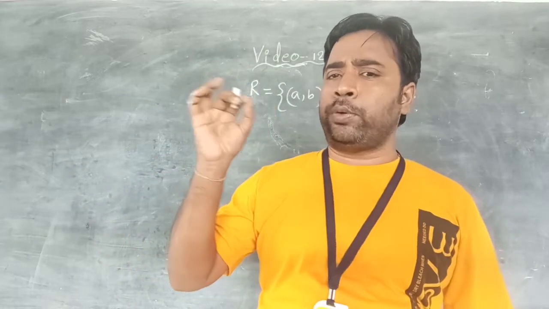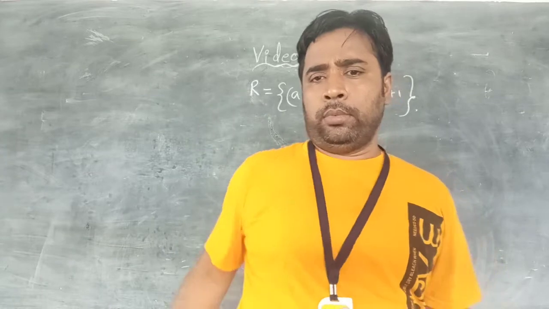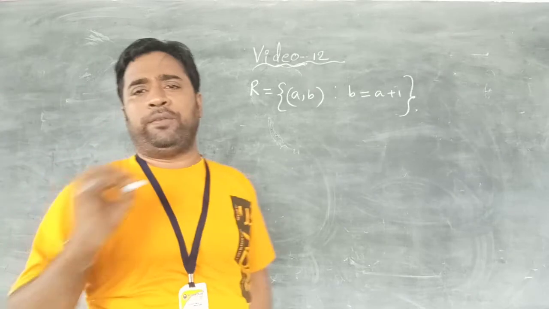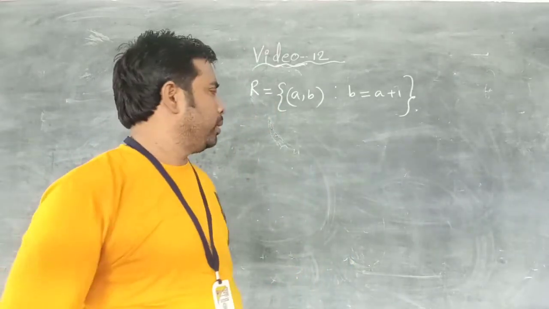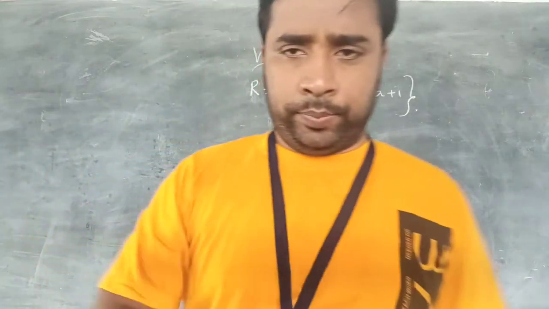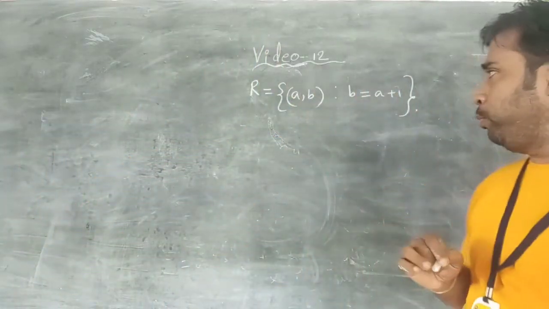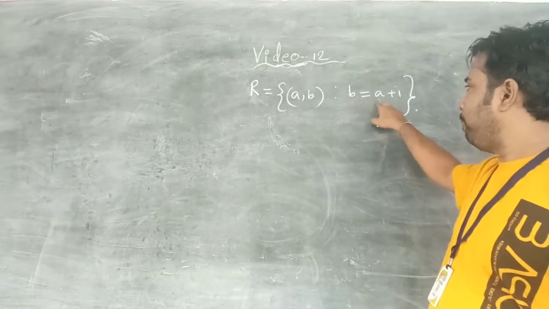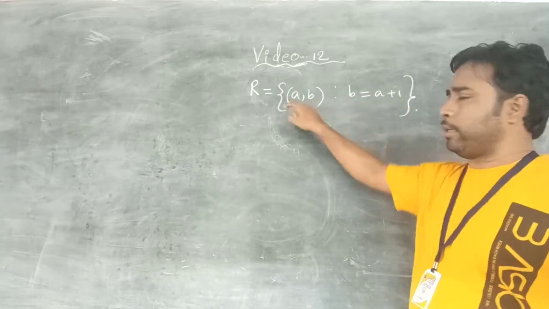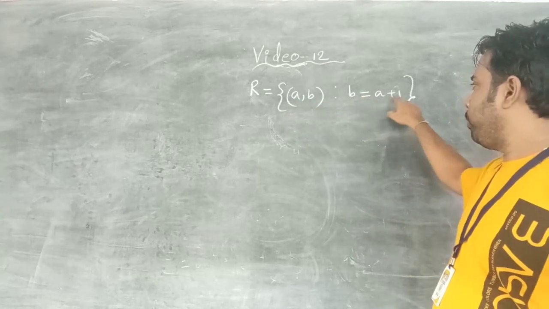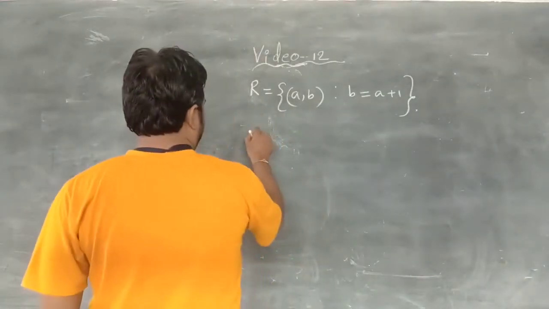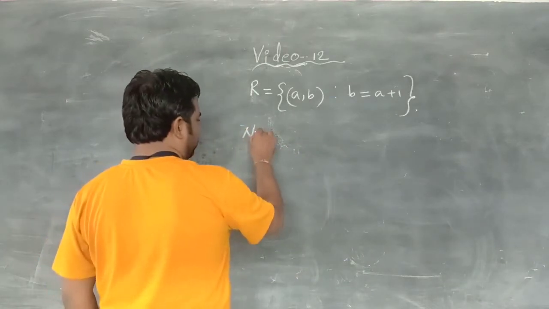So your thinking is required. I am telling you again and again. See, if we take an arbitrary element, suppose I am taking the element 5 from the real numbers. According to the rule, (5, 5) should be in R. And (5, 5) will be in R only if 5 equals 5 plus 1. But that is not possible because 5 plus 1 is equal to 6. So it will not be there. That means it is not reflexive, non-reflexive.